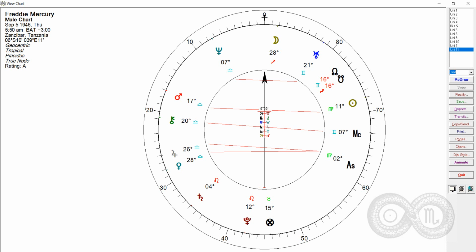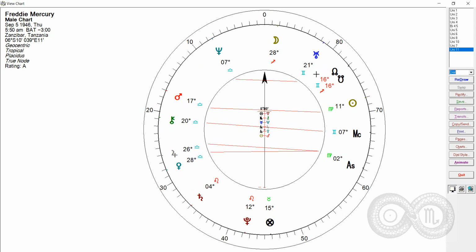So the 0 point here is the 0 degrees of the cardinal signs. So Aries, Cancer, Capricorn, and Libra. I should have said that first, okay? So they all start at 0. And then the next 30 are all the fixed signs. And then the last 30 are all the mutable signs.